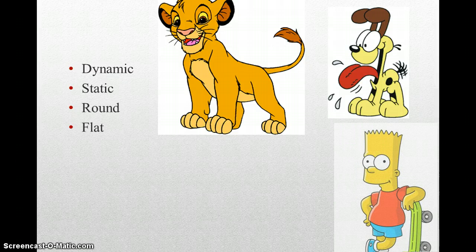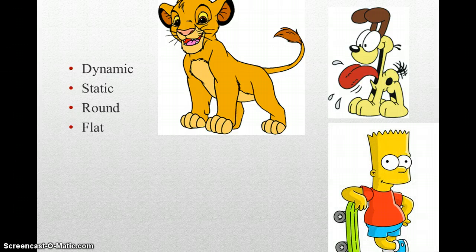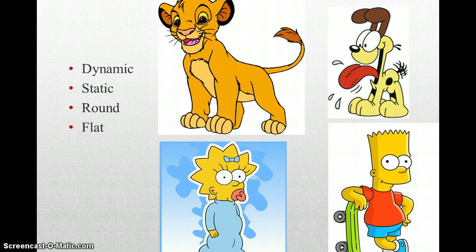We have round characters, which would be Simba. Simba could be round, but so could Bart Simpson, because they have different personality traits. We see them happy, sad, mad, worried, and so we get different colors of personality from those two characters. But flat would be more like Maggie, because Maggie is the same personality pretty much all the time. Her eyes look like that all the time. And so is Odie. He's always happy, and Maggie is always simple. So you can be round or flat, but you cannot be both.